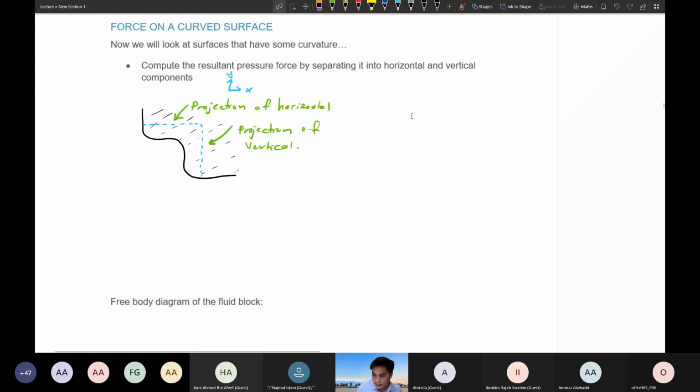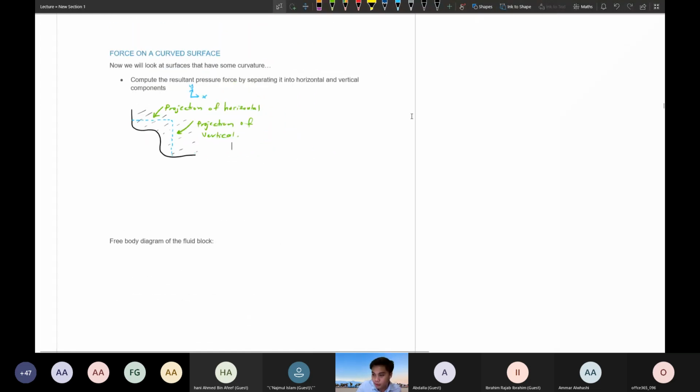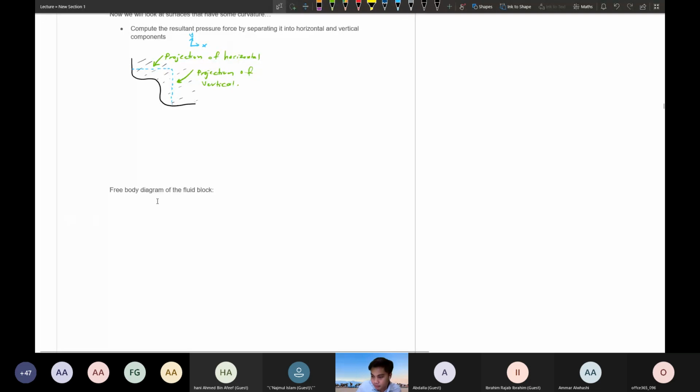So to make it clear, let's draw the free body diagram. This is the free body diagram of the fluid block. In this portion, I try to take it out. How to do that? Just take it out at the internal side of the projection. This is the curvature surface, and then the projection is this.